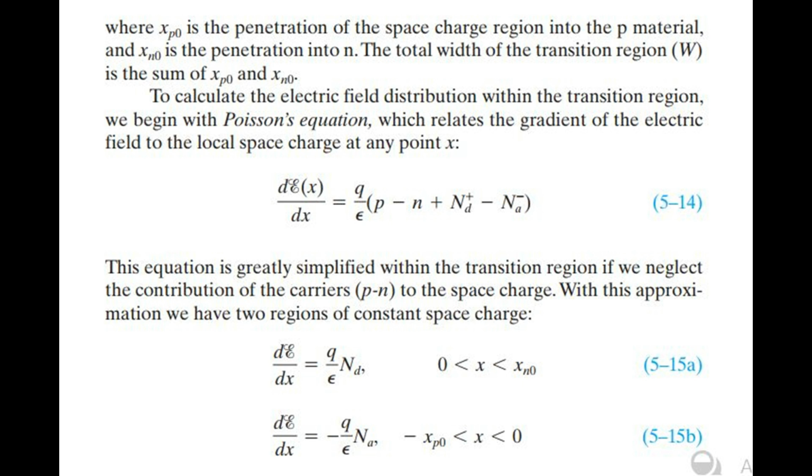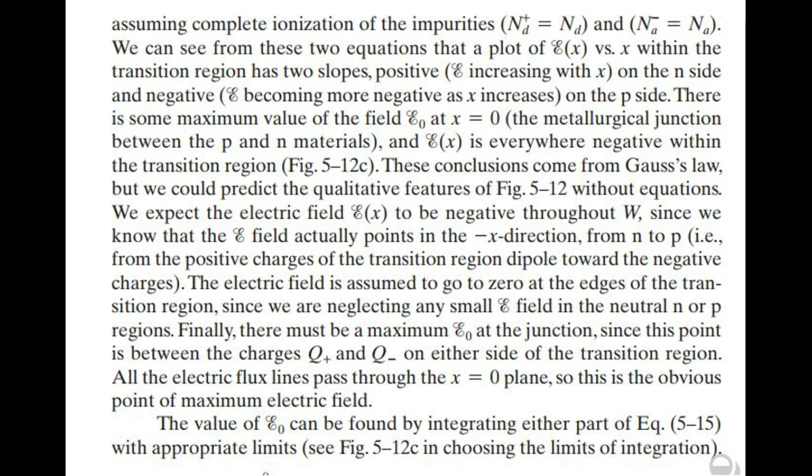Assuming complete ionization of the impurities, donors and acceptors, we can see from these two equations that a plot of the field ℰ versus x within the transition region has two slopes: positive, increasing with x, on the N side, and negative, becoming more negative as x increases, on the P side. There is some maximum value of the field, ℰ0, at x equals 0, the metallurgical junction between the P and N materials, and ℰ(x) is everywhere negative within the transition region, Fig 5.12c.